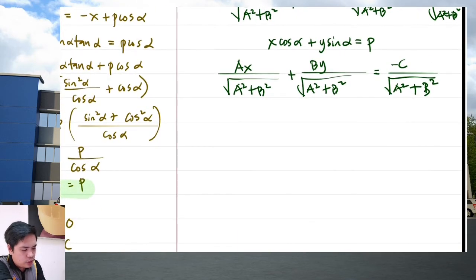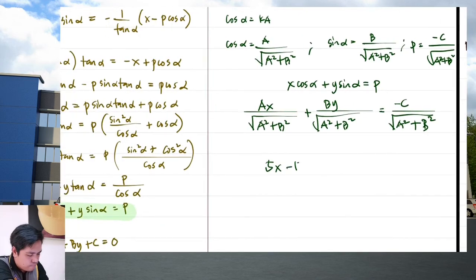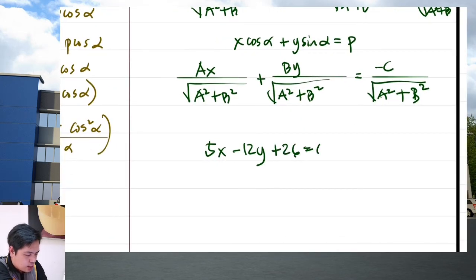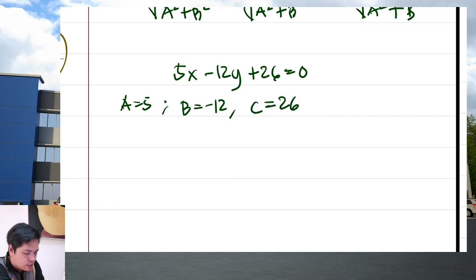we need to get the normal form of 5x minus 12y plus 26 equals 0. So this is the general form. That means a is 5, b is negative 12, and c is 26. Okay, remember that the general form is ax plus by plus c equals 0.